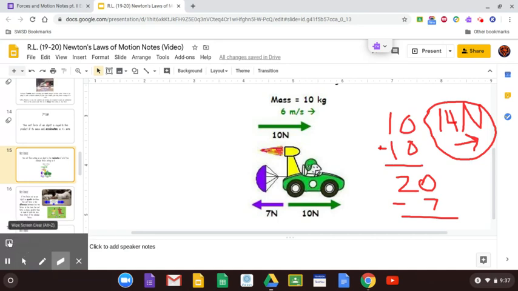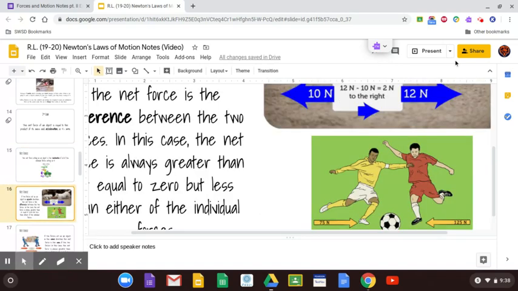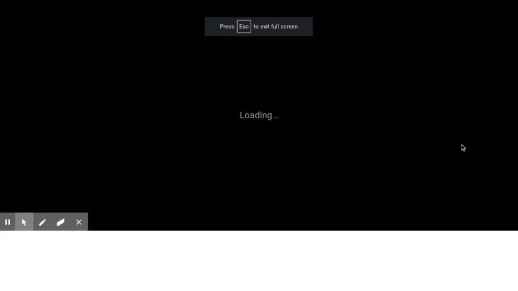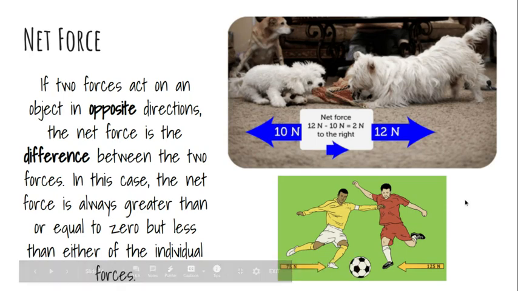It is not too complicated, but there are a few more rules when we're finding net force as well. So we'll go back over here, present. All right, so when we're finding net force, we already saw how to do it with our little race car friend. But basically, if there are 2 forces going in opposite directions, we find the difference between the 2. So we subtract. And that kind of makes sense.